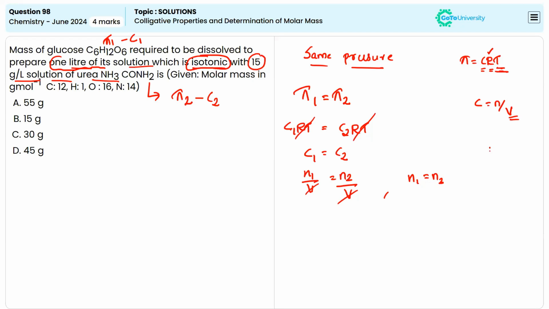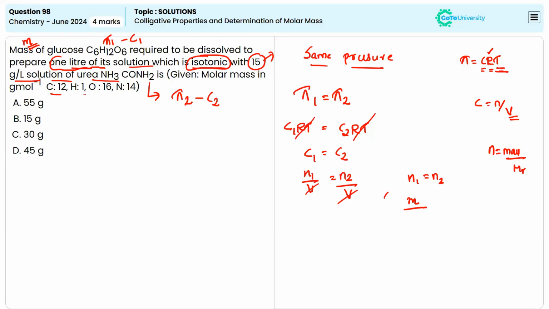So what is the equation to find the number of moles? That is equal to mass divided by molar mass. In the case of glucose, we don't know the mass. We have to calculate it, right? So I'm taking the mass of urea as small m, and for the mass of glucose, I am taking a small m that I have to calculate. Mass of urea is already given here, that is 15. So I can equate this here. That is n1, the number of moles of glucose, will be the mass m divided by its molar mass. The molar mass of glucose we can calculate from this.